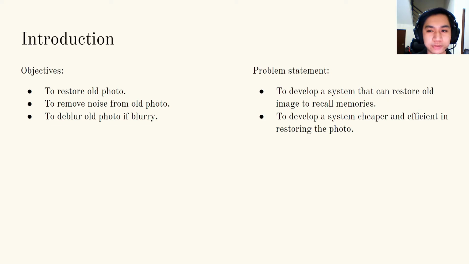The main objective of this mini project is to restore the old photo. In order to restore the old photo, we have to remove the noise from the old photo first. And if the photo is blurry, we will deblur it, so it will ease the process of restoring the old photo.